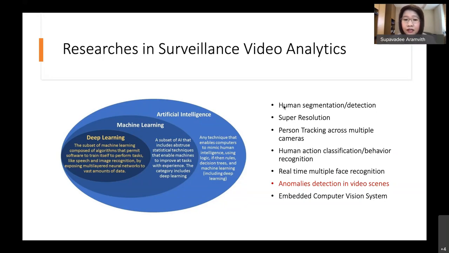The subset of AI is machine learning. The concept is that if we learn from a lot of data over a long time, we can use statistical techniques to improve performance as time goes by. The subset of machine learning is deep learning, where we focus on building multi-layer neural networks, similar to how the neurons of our brain work. It is able to train itself to perform tasks and is good at classification or recognition tasks. I have done research in several areas, but today I will focus only on anomaly detection in the video scene.